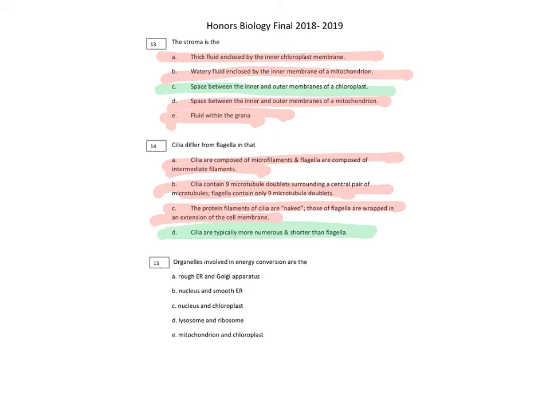Organelles involved in energy conversion are what? That should have been easy. It should have been mitochondria and chloroplast. That's ATP production. It's not any of these. Why? What are the functions of each of those organelles?